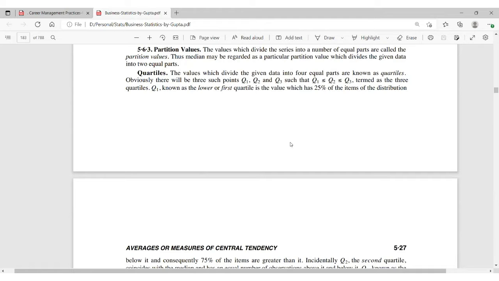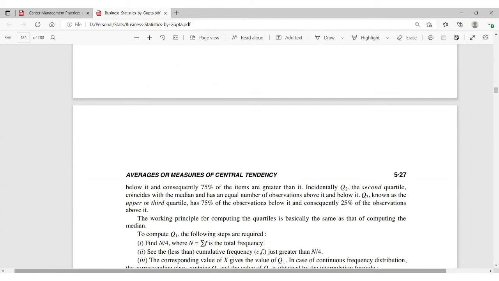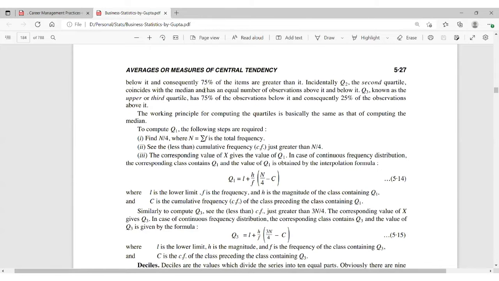Q1 is the value which has 25% of the items of the distribution below it, right? Consequently, 75% of the items are greater than it. Incidentally, Q2 is the second quartile, which coincides with the median, so it has an equal number of observations on both sides. Q3 is known as the upper or third quartile, with 75% of the observations below it and consequently 25% above it, right?